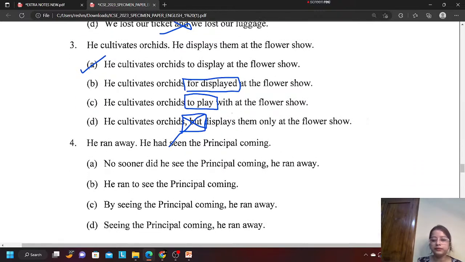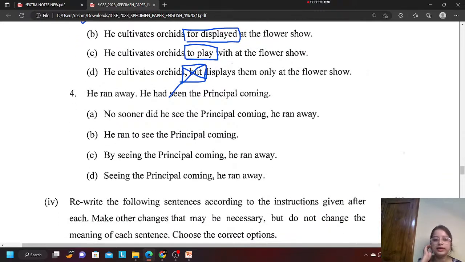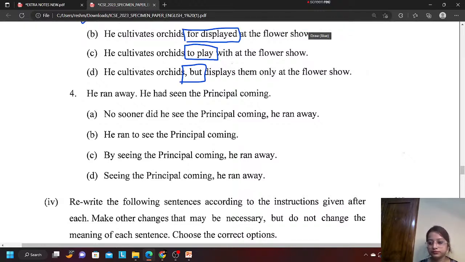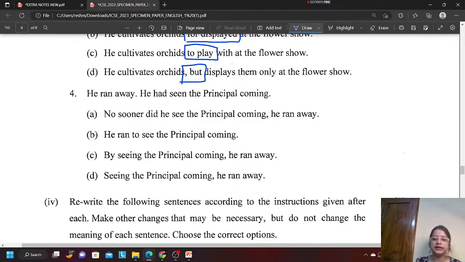All right. Fourth one. He ran away. He had seen the principal coming. Mayank has written 4D. Others. Achha, two, I've got others right. He ran away. He had seen the principal coming. I got all the answers as D. No sooner did he see the principal coming, he ran away. What kind of thing is this? Than is not there. So incorrect. He ran to see the principal coming.